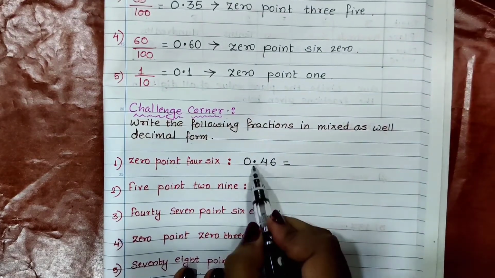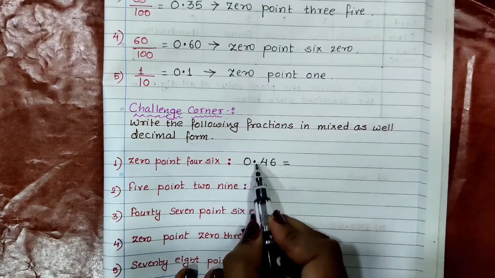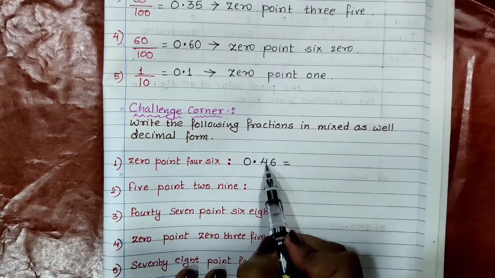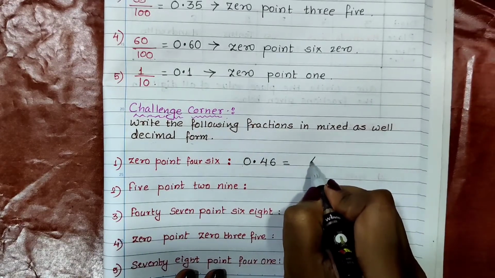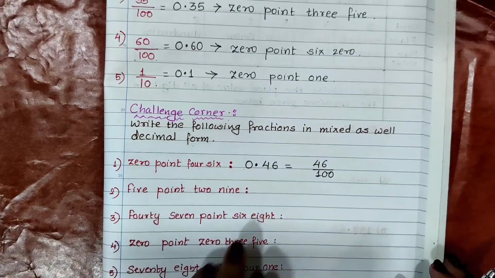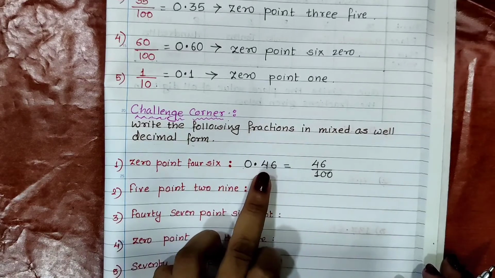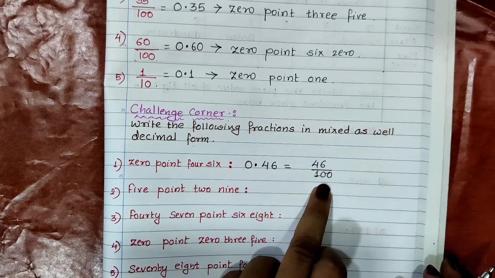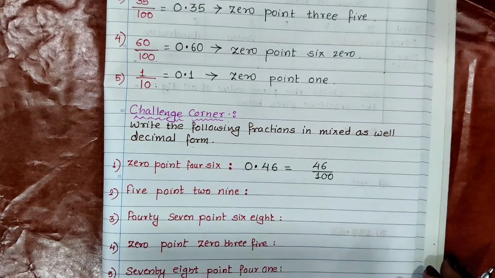Now, we have to write in the mixed fraction. In mixed fraction, on the left hand side of point, 0 is there. On left side, 0 is there. That means no integer. On right side, 46 is there. 2 digits. So, 2 digits means how to write? 46 upon 100. Okay. On right side of point, 2 digits are there. That means what? Those 2 digits we have to write in the numerator, and in denominator we have to write 100 because 2 digits are there. So, in denominator there should be 2 zeros.